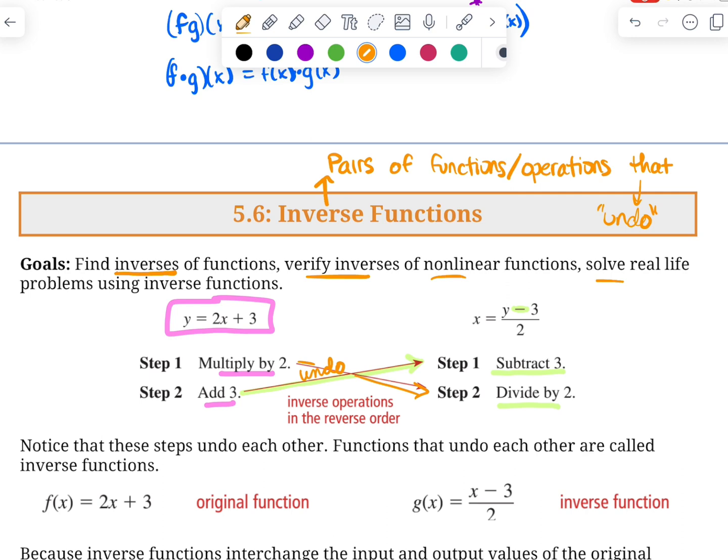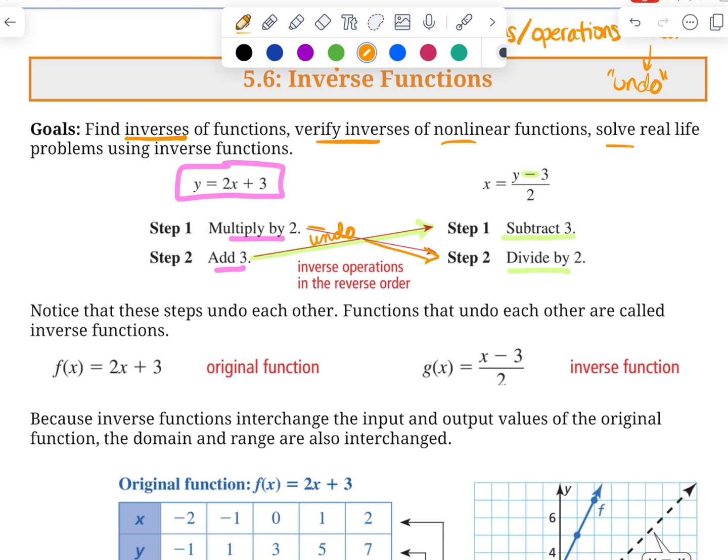Think about the fact that in math, whatever operation you do, you can also undo it, meaning you can kind of reverse it. It's like walking forward and then walking backward, or spinning one direction and then spinning the other. So that word, undo, is going to be a big focus today. The official thing is that functions that undo each other are called inverse functions.